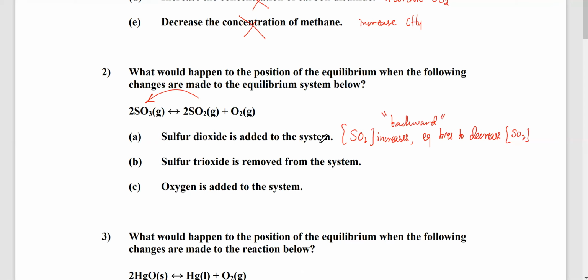The next one is sulfur trioxide is removed from the system. If it's removed from the system, the equilibrium is going to try and do the opposite. It's going to try and increase SO3 concentration. That's what the equilibrium would try and do. How can SO3 be increased? Again, backward. It's going to try and make more SO3.